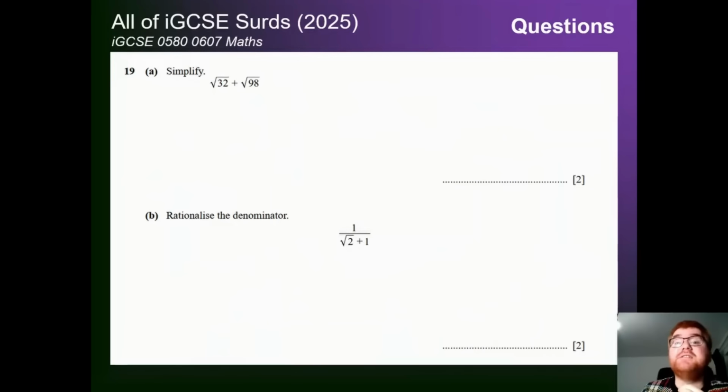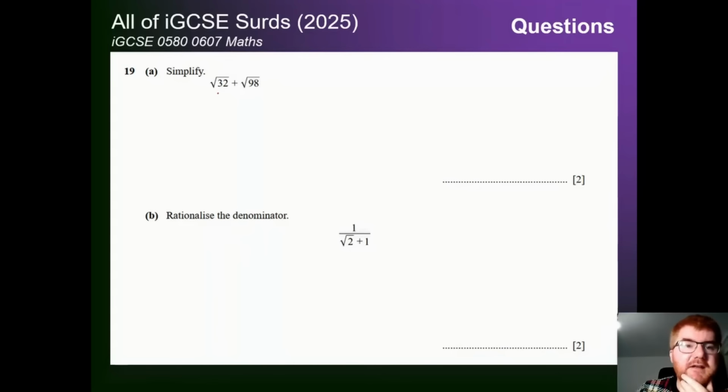Okay, so now let's look at some specimen paper questions. These have been specially prepared by Cambridge to get you used to the 2025 course. So first question here, we need to simplify this addition. We've seen a question just like this already.